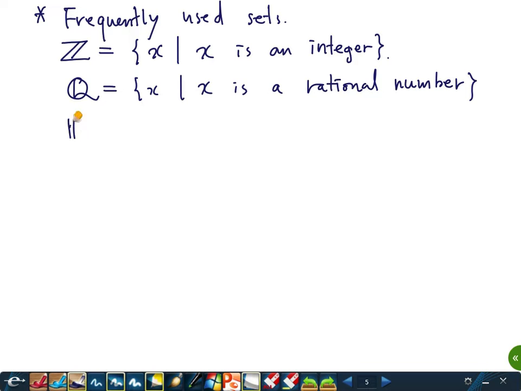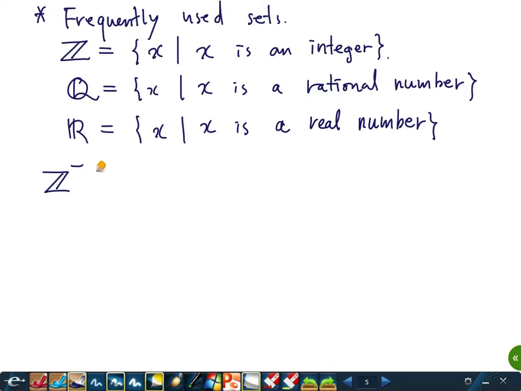And R is a real number. And we also write this kind of notation. Z minus, this means you can guess X, or we can even write something like that: X is in Z such that X is negative. So in other words, Z minus is the set of all negative integers, right?